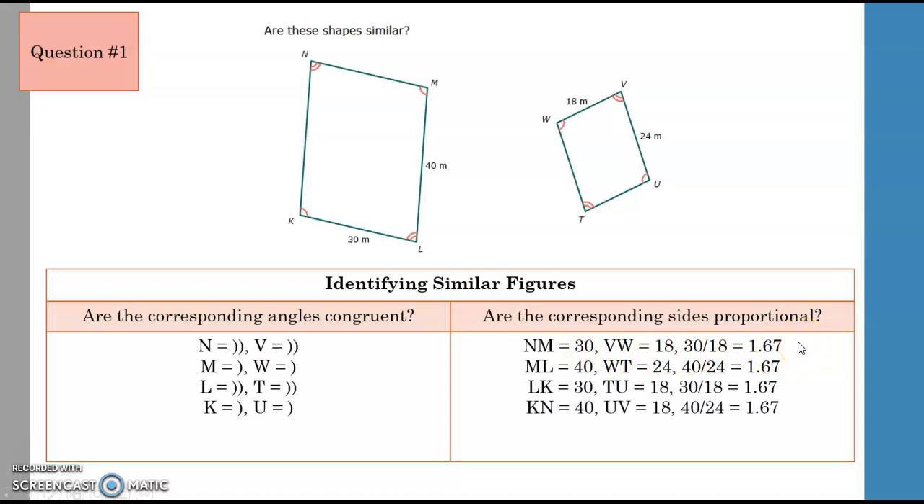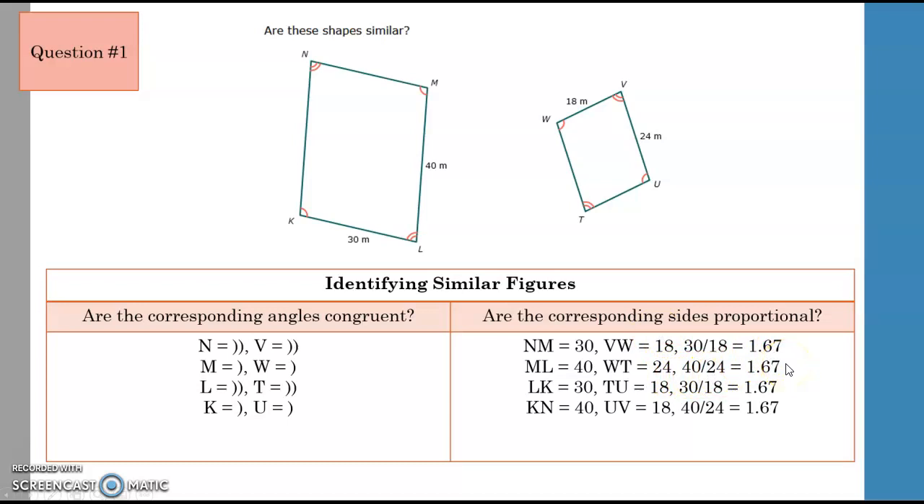Okay? And then we have to do that with all of the other sets of sides as well. So let's look at another one. Let's look at ML. ML is 40, and ML matches up with WT. WT doesn't have a mark, but we can see that the measure is 24. So then we do 40 divided by 24, and we get 1.67.